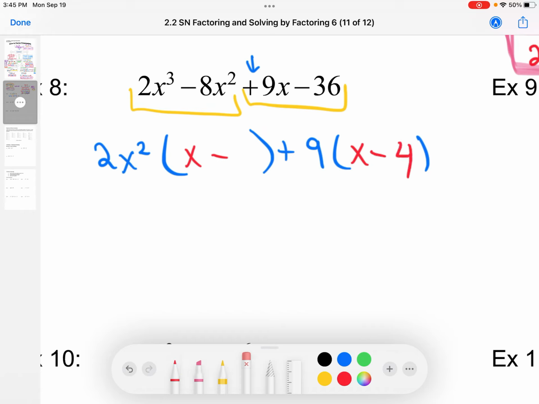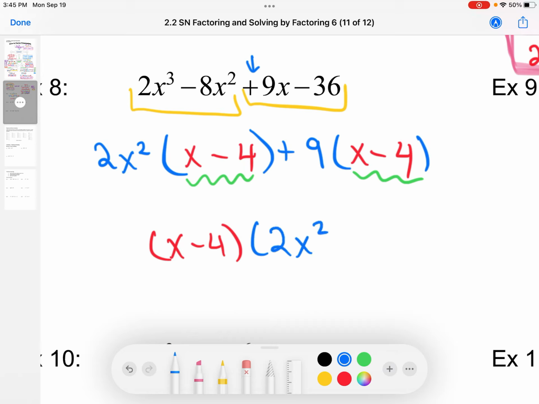Okay, and I goofed here, guys. I'm sorry. 8 divided by 2 is 4. So there should be x minus 4 there. Now, this divided out nicely, x minus 4. So x minus 4 is one of our factors, and the other is 2x squared plus 9.